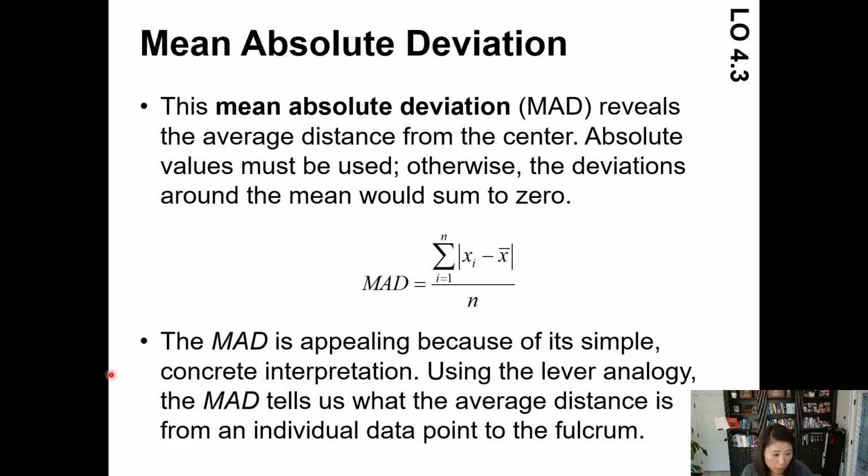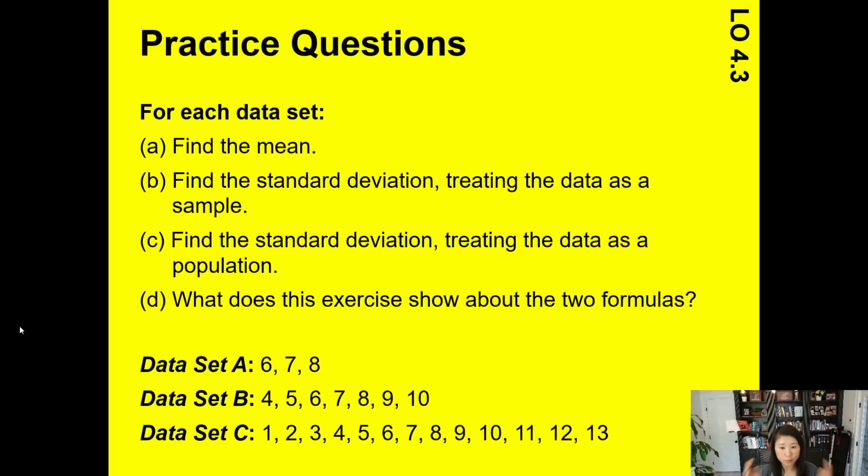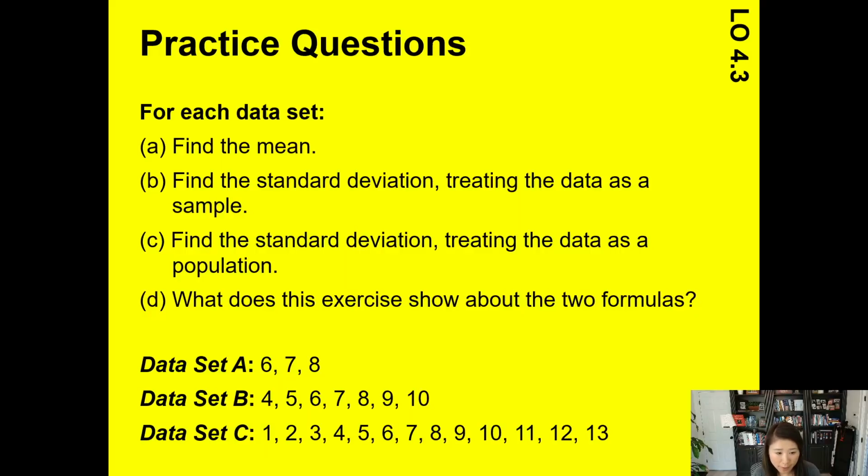Okay, after we learn the different kinds of statistical measures, we can work on a practice question together. This question also relates to your homework. So first, we have 3 data sets, A, B, and C. We find the mean, and then find the standard deviation treating the data as a sample, and then the standard deviation treating the data as a population. And hopefully, we also want to practice calculating CV as well.